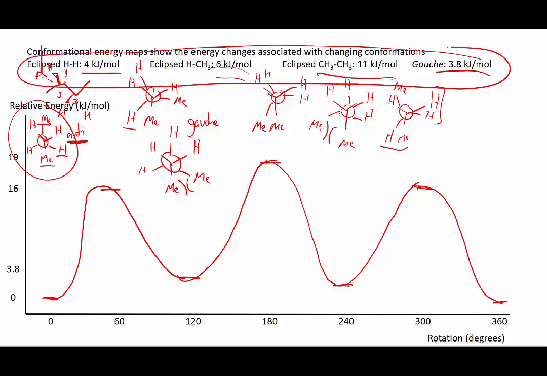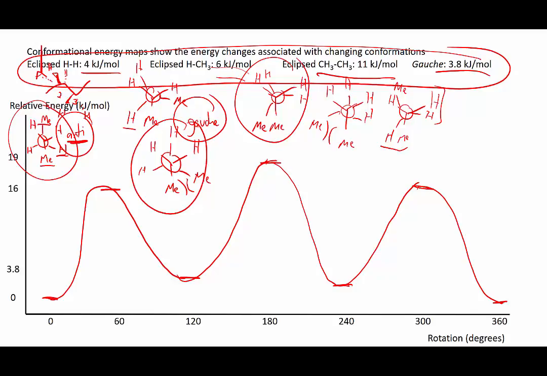So what you should be able to do with this is if I give you these values up here, you should be able to draw a conformational energy map. You should be able to assign anti and gauche conformations. You should be able to assign staggered and eclipsed conformations. If I don't give you the energetic values, you should be able to reason out that larger substituents are going to have higher energies. They're going to have higher conformational energies.